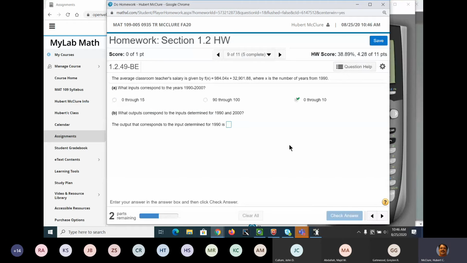And then it wants you to plug in the correspondence input determined for 1990. You plug in 10 and get your answer. If they don't want it, they might want it in, no, they want you to plug and chug. So that'd be 10, multiply that by 10, and then add it to that.